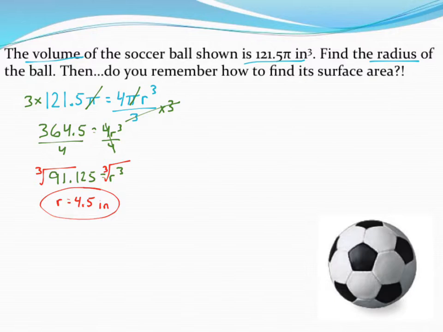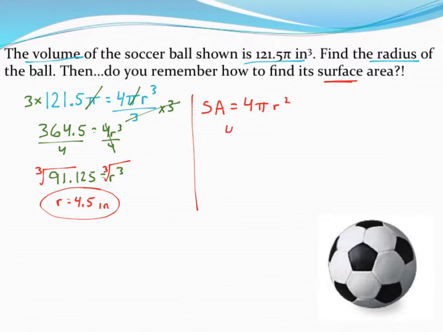Don't forget that you have one more step to do. That's what we noted at the beginning. They also ask you about surface area. So don't do all that work and then forget to actually finish the problem. We got its radius, but we have one more step to do. Recall from your notes or from memory that to find the surface area of a sphere, it's 4 times pi times the radius squared.